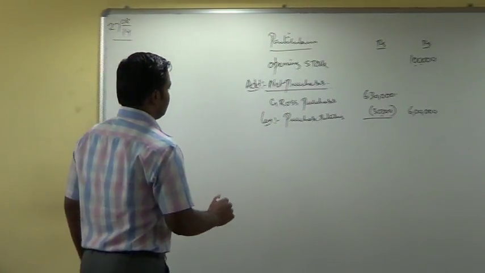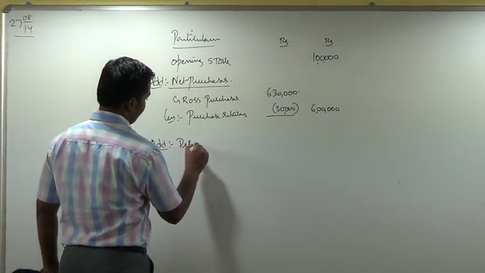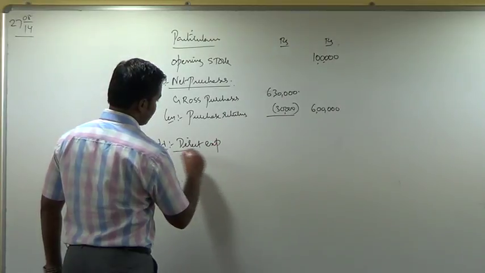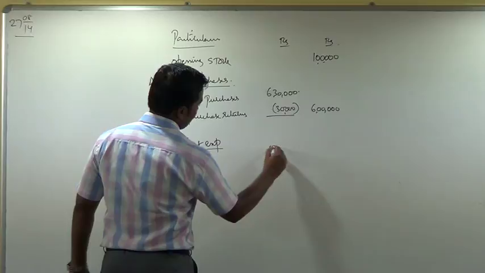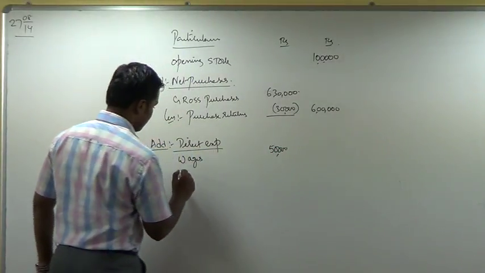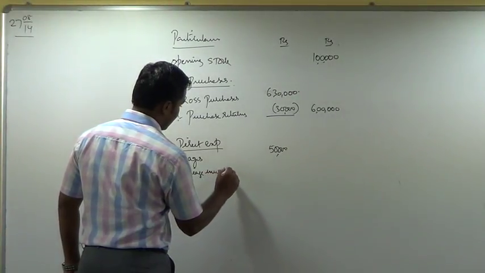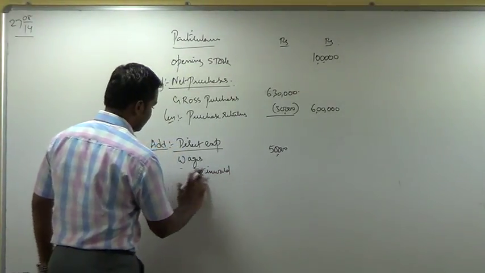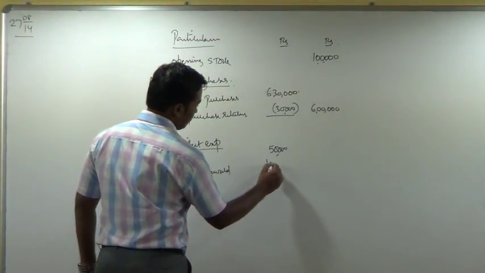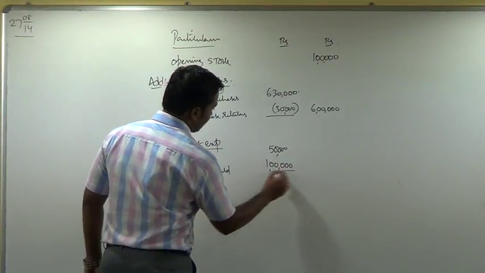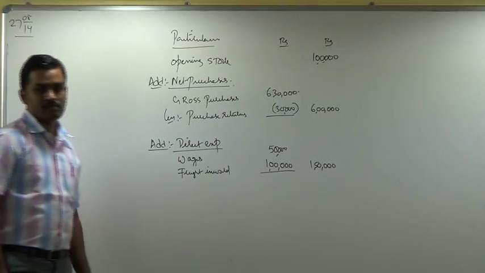Add the other expenses. What are the other expenses given in the problem? Wages, how much? 50,000. Freight inward, how much? 1 lakh. They both are direct expenses. The outer column will get 1,50,000.